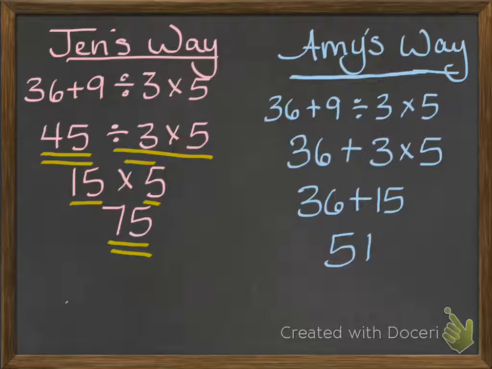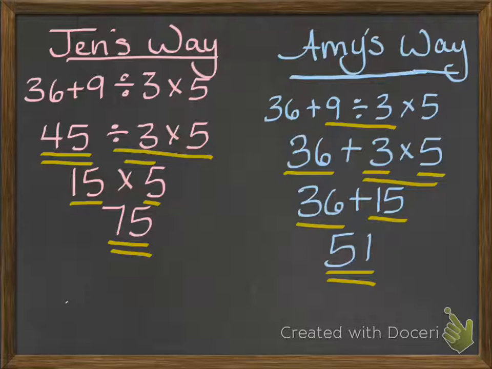Then Amy did it a little differently. So she has the same problem though, 36 plus 9 divided by 3 times 5. And she left the 36 alone, but she took 9 divided by 3, and she did that first. So 9 divided by 3 is 3. And so now she has 36 plus 3 times 5. Then she took the 3 times 5, multiplied that together to get 15. And then now she has 36 plus 15, and she got the answer 51.